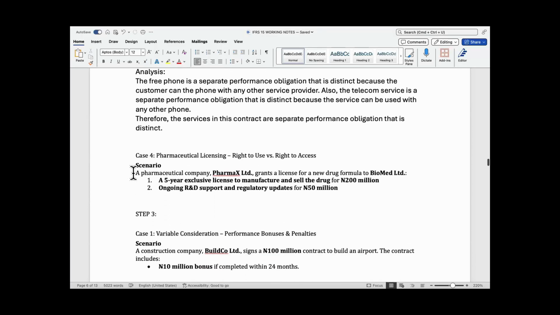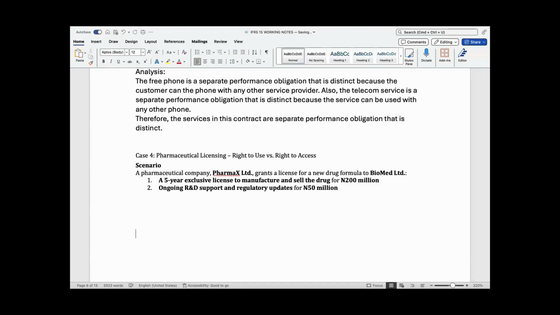We also have a pharmaceutical company, Pharma X Limited, that grants a license for a new drug formula to Biomed Limited: a 5-year exclusive license to manufacture and sell the drug, plus ongoing R&D support. We want to analyze this again.